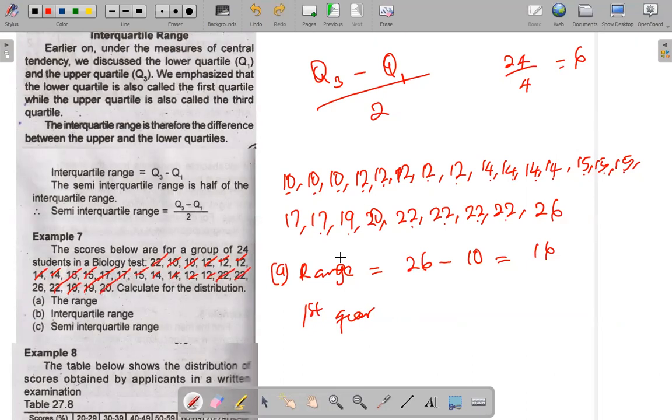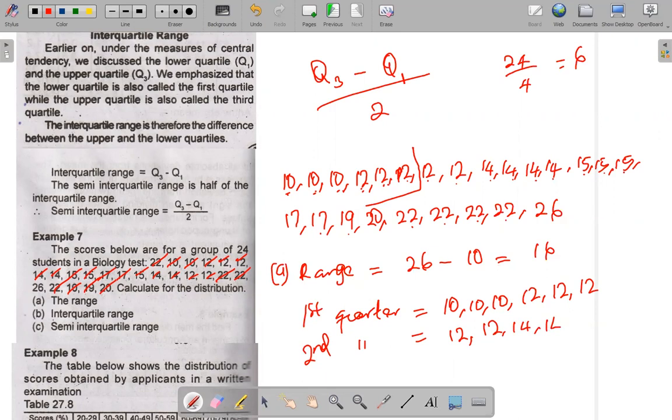Since I have a total of 24 items here, 24 divided by 4 is 6. So I will count 6: 10, 10, 10, 12, 12, and 12. That is the first quarter, and it stops here. For the second quarter, we start here with 12, 12 again, 14, 14, 14, and 14, which makes 6.